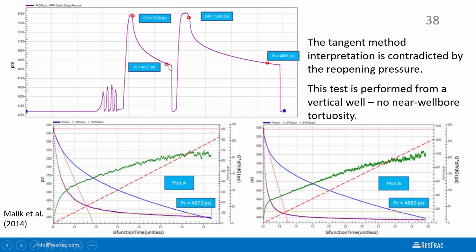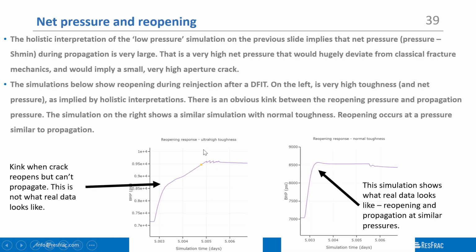So you have a crack that should reopen at this pressure, but propagate at this pressure. If this was the stress, certainly the fracture should reopen at the stress. But if it took 500 extra psi to propagate, this is what it would look like. So I ran a numerical simulation where I made the fracture toughness really, really high.